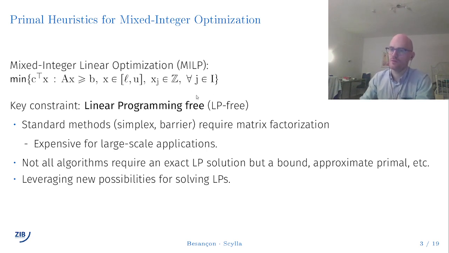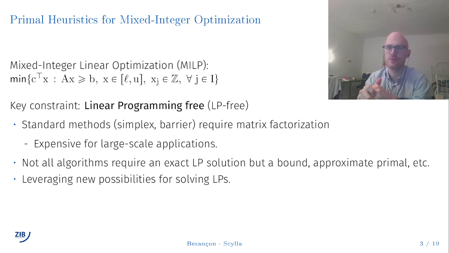Why? Well, one key element is that standard methods for LP solving, such as the simplex algorithm, which would be the central one, or the barrier or interior point method, they both require matrix factorizations, either directly of a constraint matrix or of an extended matrix formed with the constraints. And this can be a high initial cost. This can be expensive for large-scale applications, and you might have to do it over and over when you change the constraint matrix.